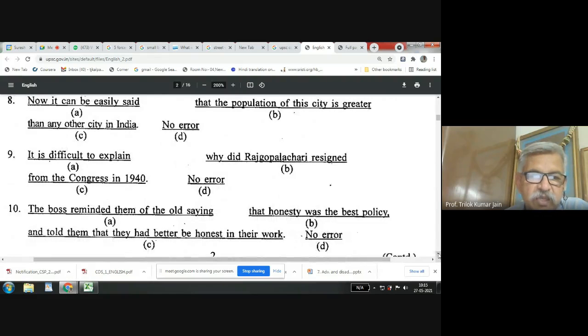Now it can be easily said that the population of this city is greater than any other city in India. The comparison is that of population, but here you are comparing to any other city. So you have to use that here. The correct sentence will be, it can be easily said that the population of this city is greater than that of any other city in India, or greater than population of any other city in India. So this is the mistake. Answer is C.